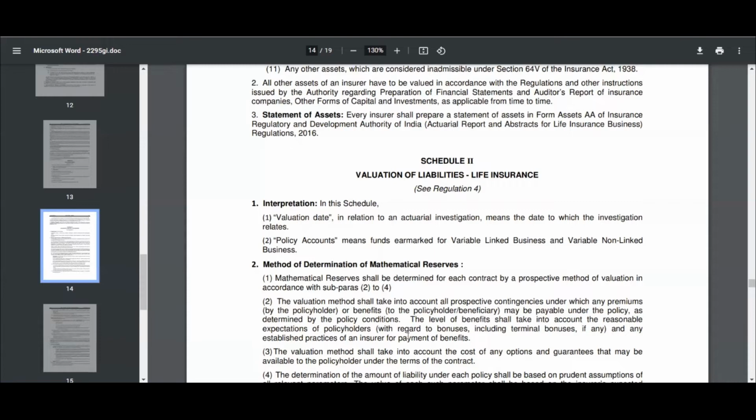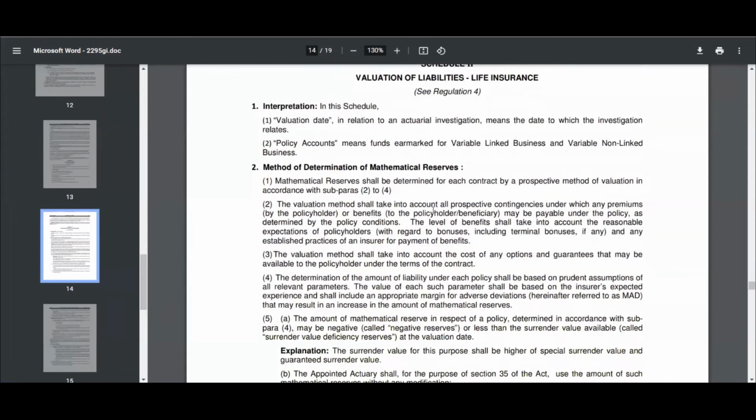So obviously the margin should result in an increase in the mathematical reserve. So then the reserve calculated in this method might be zero, which we call negative reserve, or might be less than the surrender value, which we call surrender value deficiency reserves. Explanation: the surrender value here means the higher of the guaranteed surrender value or the special surrender value.